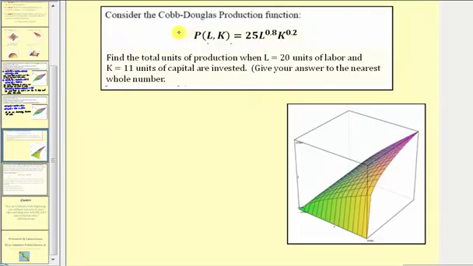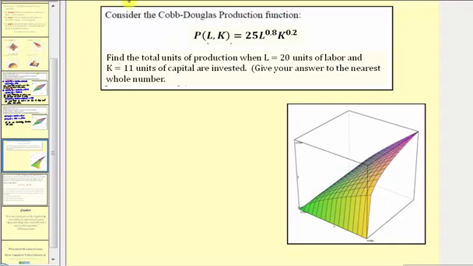Here we have the Cobb-Douglas production function P of L comma K. Notice how once again we have a function of two variables where the inputs are L and K and the output is P of L comma K. We're asked to find the units of production when L equals 20 units of labor and K equals 11 units of capital are invested. And we're asked to give the answer to the nearest whole number. So we want to find the function value P of 20 comma 11. So we'll substitute 20 for L and 11 for K.